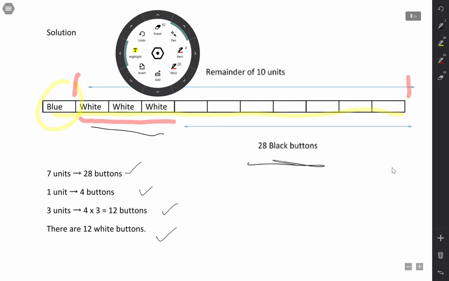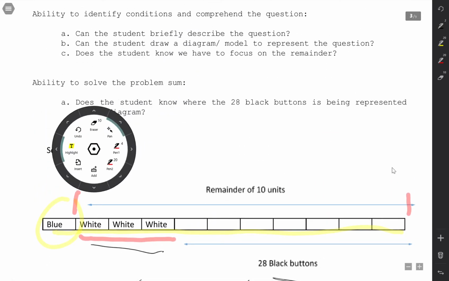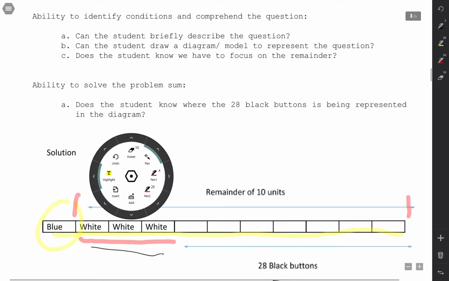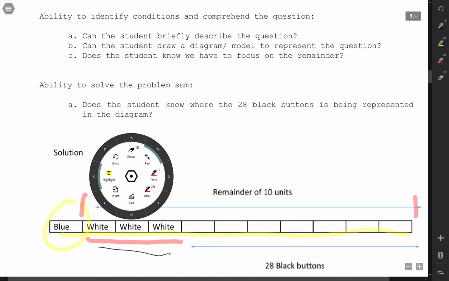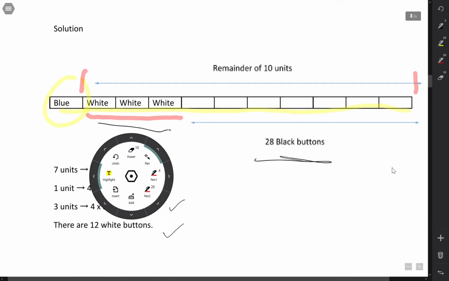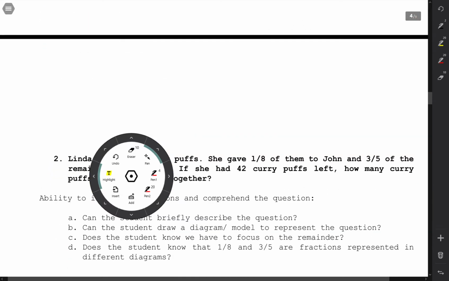So this is the remainder concept. Now these are some of the questions that you have to ask the student. Can the student briefly describe, can the student draw a diagram, and do they know that they have to focus on the remainder? Okay, so here's another one just in case.